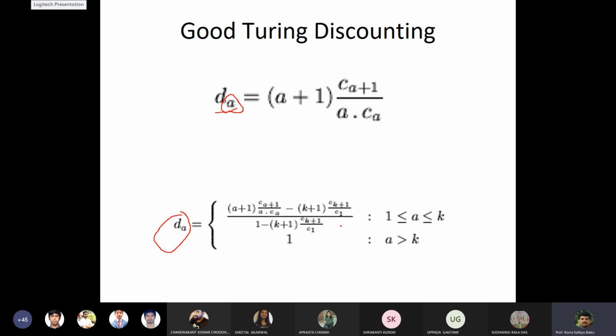This is the direct computation: if the count is between 1 and k, where k is the cutoff value you choose, you use it directly. If A is greater than k, then you put it as 1. But here we also have a problem: what if A has zero occurrence? For zero occurrence, this is not given here.